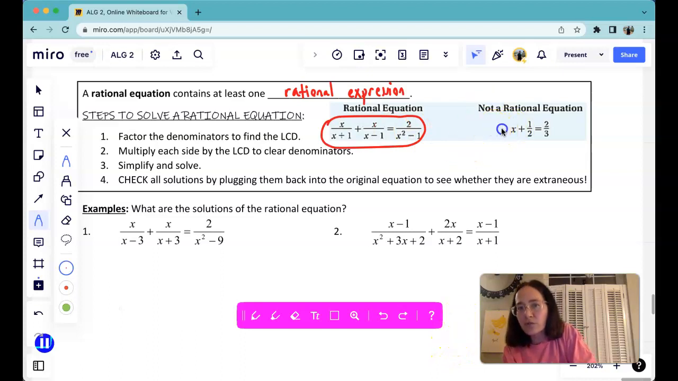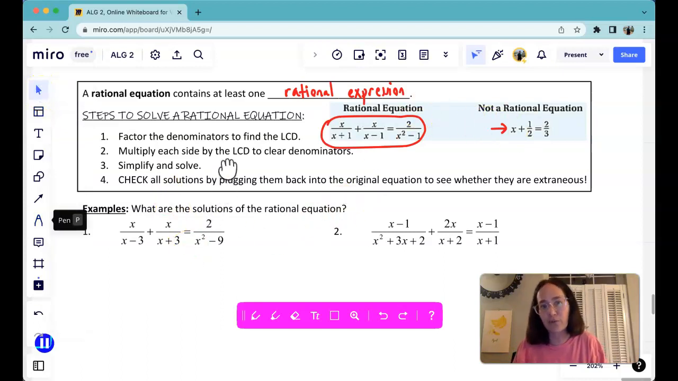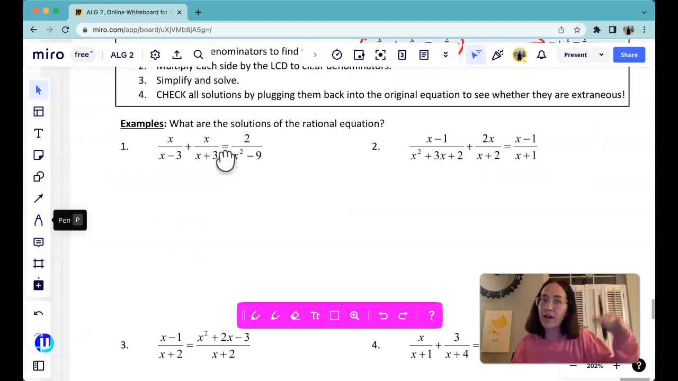Versus this one, there's no special set of steps here, right? You're just solving this. You've got a couple fractions in your equation, but nothing with variables in the denominator. Those set of steps would be different. So what I want to introduce you to with number one here is my favorite way to solve rational equations, and you can kind of follow along with the steps as we try this one.